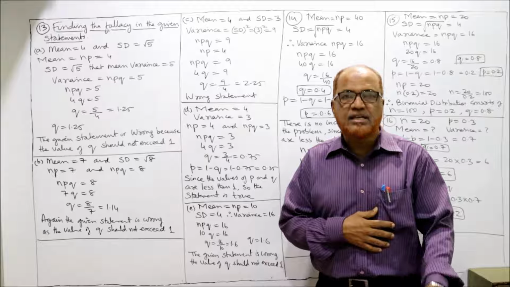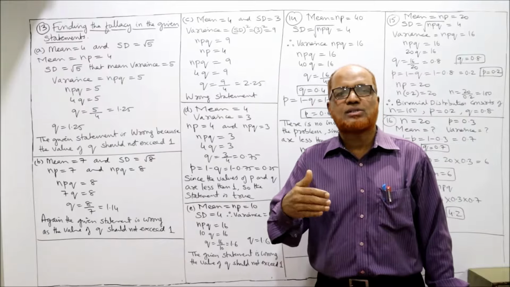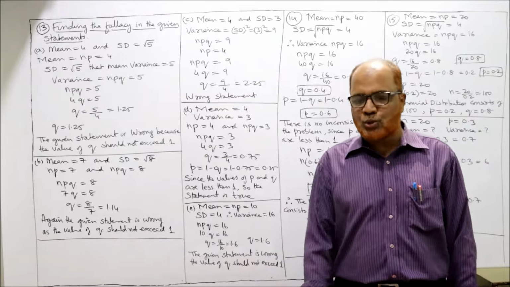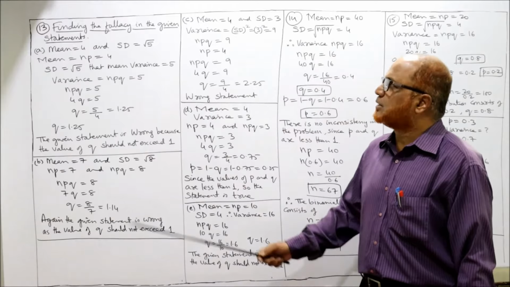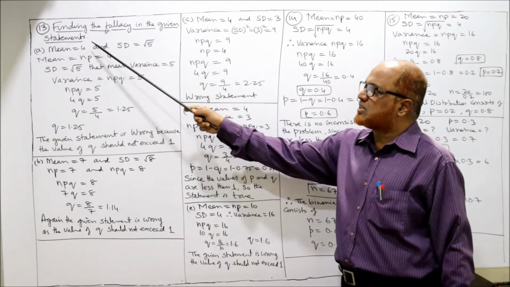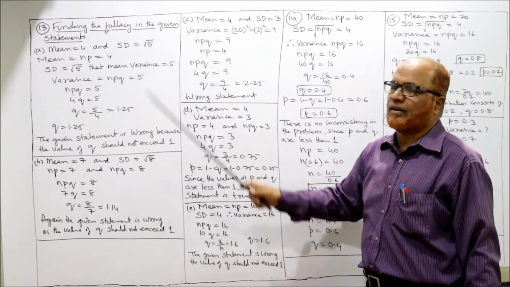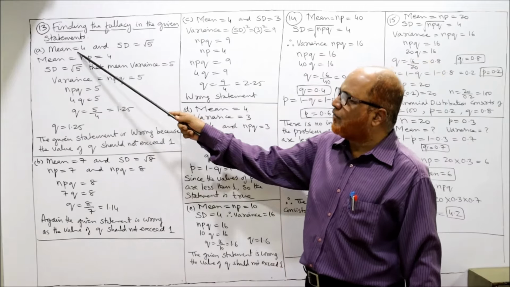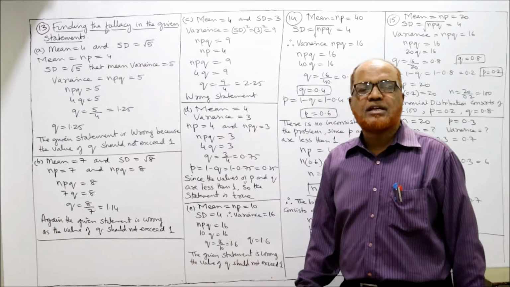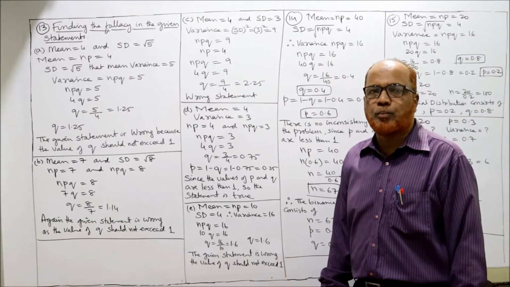So 5 different cases are given. In each case we have to say whether this statement is true or false. What is the first statement? Finding the fallacy in the given statement. First statement, mean is equal to 4 and standard deviation is equal to root 5. Whether this statement, mean 4 and standard deviation root 5, is correct or not? We have to prove it.